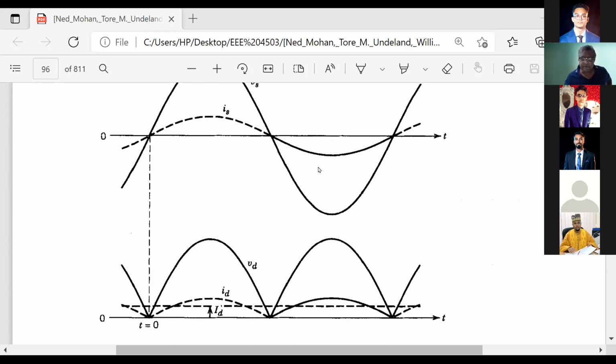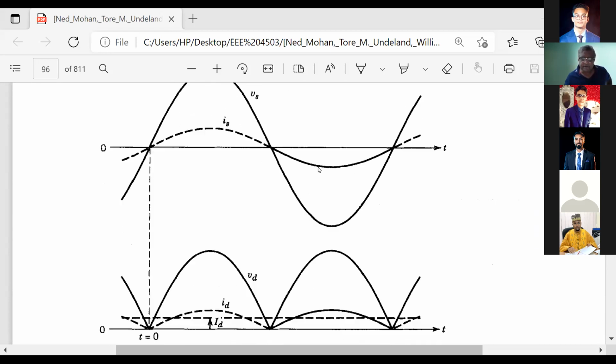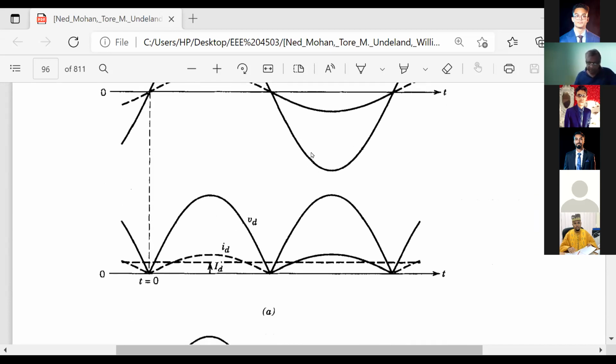Look here. Can you see it? Yes, sir. This is your output voltage, and the current is in the same direction.